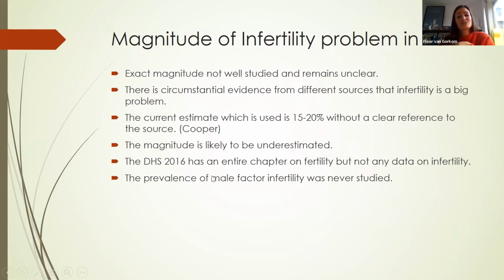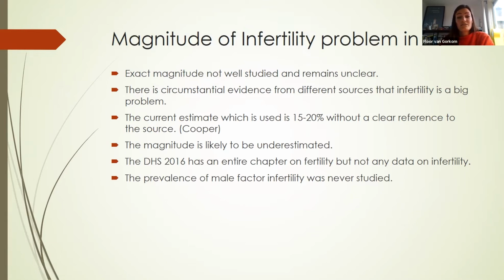This number is mentioned in the article of Cooper. And then if you try to link to the original data, it's very difficult to find. So this number is constantly used, but it's not very clear how it has come about. However, the magnitude is likely to be underestimated because circumstantial evidence has mentioned that the problem is very common.